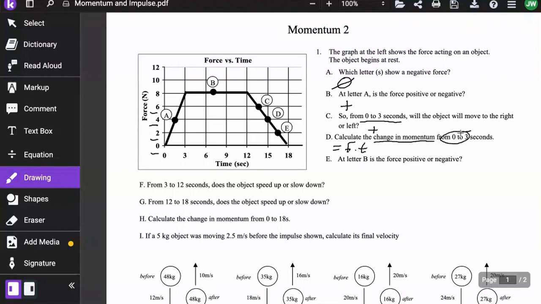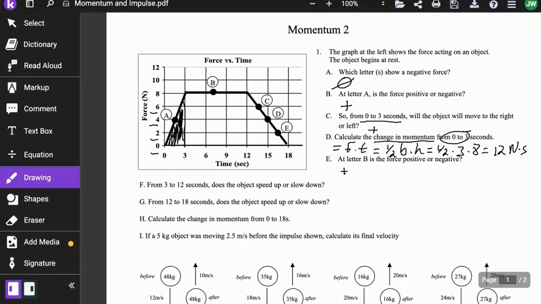Calculate the change in momentum from 0 to 3 seconds. Change in momentum is impulse. Impulse is force times time. From 0 to 3 seconds, looking at force times time, we're looking at the area under the curve. Area under the curve for this is shaped like a triangle, so it'll be 1/2 the base times the height. In this case, 1/2 times a base of 3 times a height of 8 would give us 12. And we're multiplying force times time, so our units will be Newton seconds.